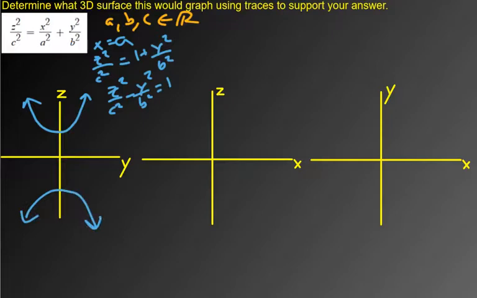A weird one is if you let x equal 0. If you do that, you get z squared over c squared equals y squared over b squared. And really, we can boil it down to z squared equals y squared. We can just think of c and b being 1 for the time being.